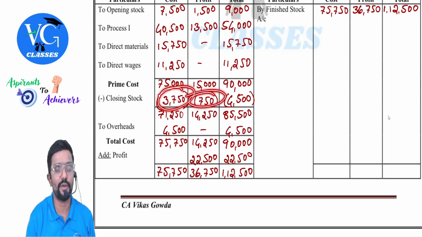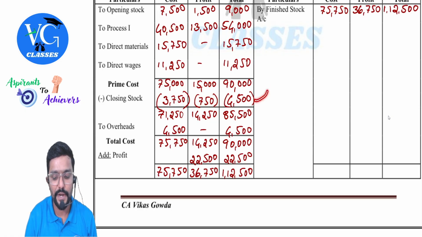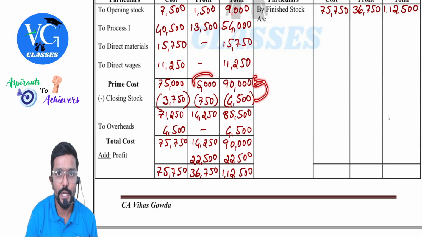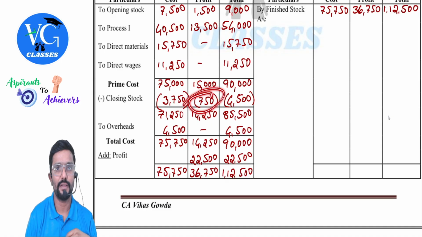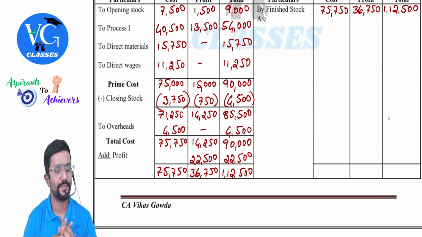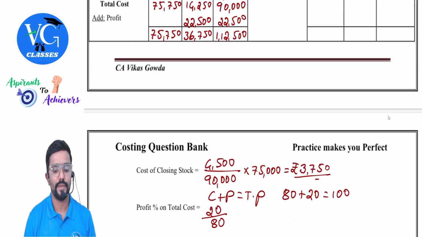In that case, you can keep profit as the balancing figure. Or else, can I calculate the profit amount, sir? Yes. How? 4,500 divided by 90,000 into 15,000. You get the profit. You either calculate cost or profit, and keep the other one as a balancing figure. You can see I have shown it here also. Cost element I have calculated, cost of closing stock. Clear? Yes. So simple.